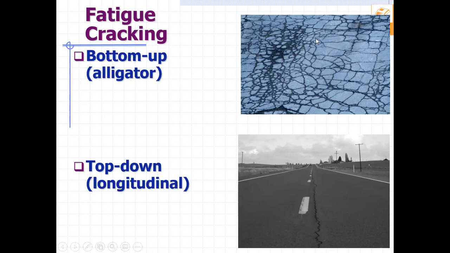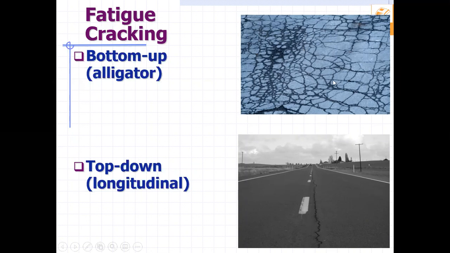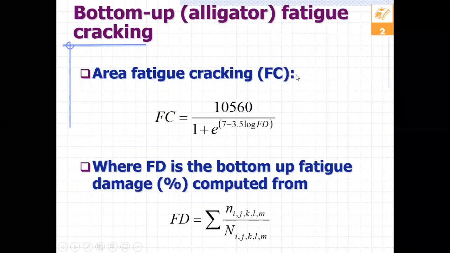If you have less than 20% fatigue crack, then you can still do different things. You can do crack sealing, or you can do microsurfacing, or you can do hot in-place recycling or mill and overlay, but not the entire thing. So you can do stuff.